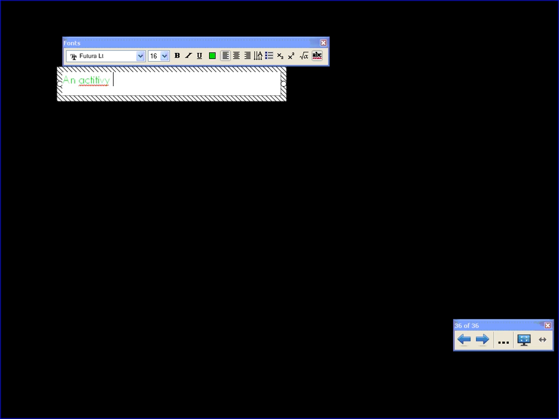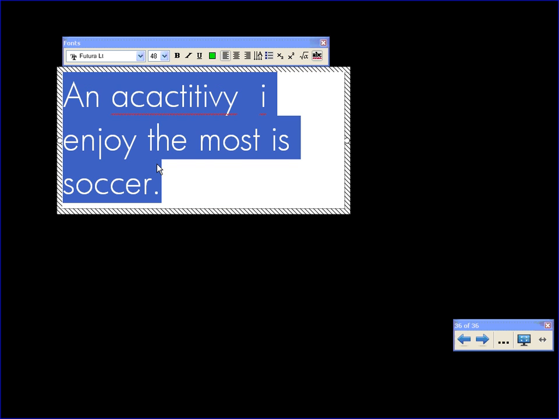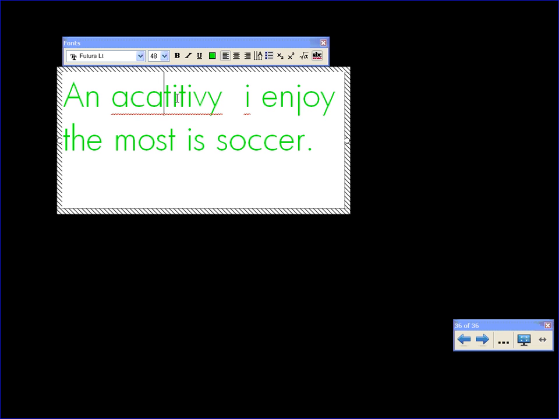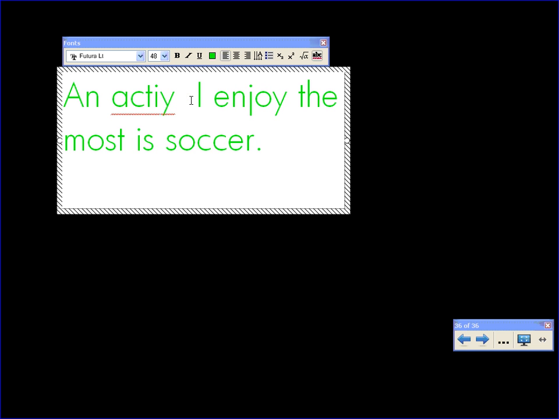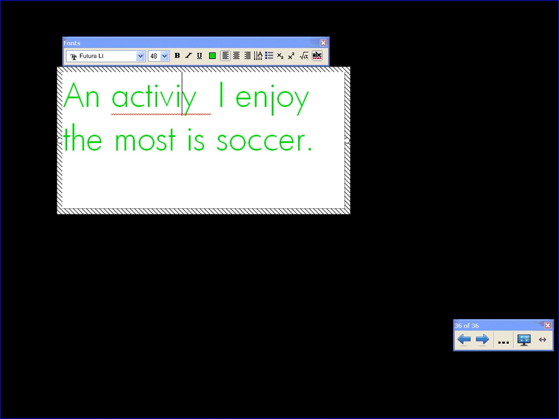So Mia, you can just type it and we'll see how well the class can do with identifying the agreement error. Backspace, backspace, backspace, T, backspace, T. There you go.